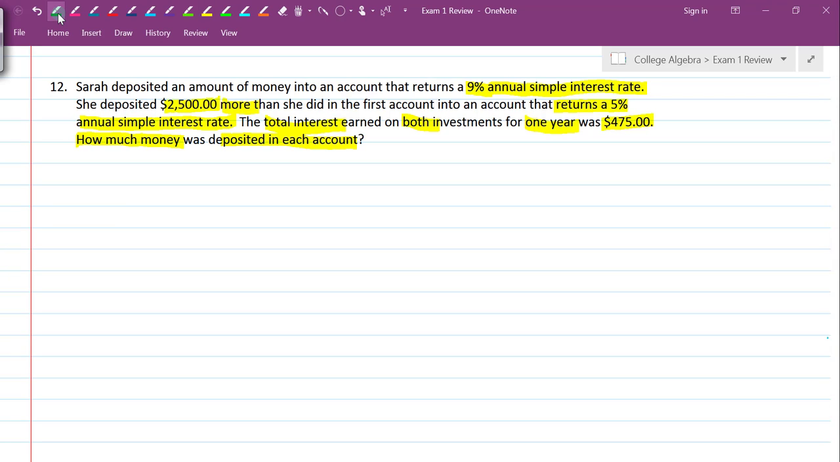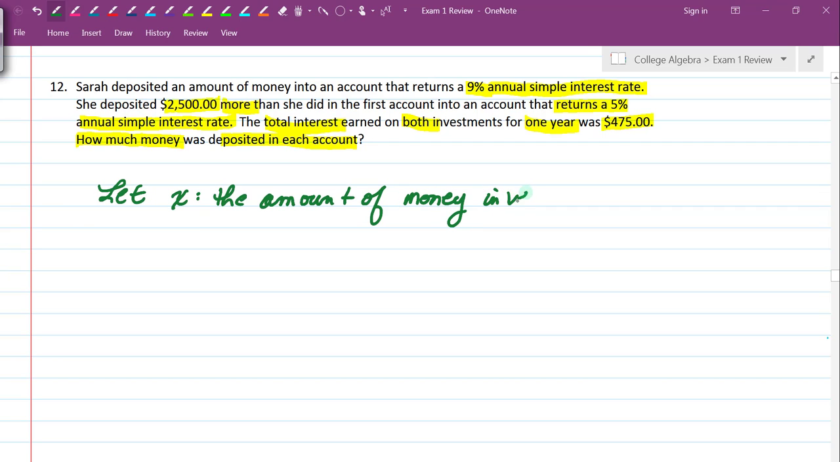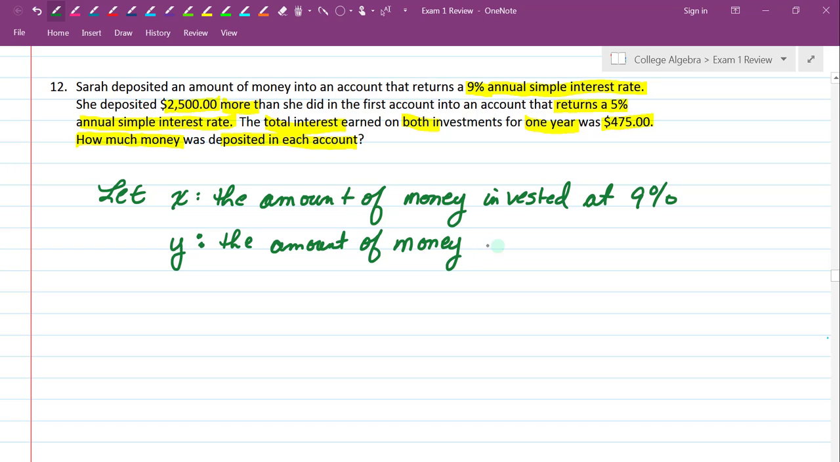So we're going to switch ink here, and we're going to have 2 variables. Let X denote the amount of money invested at 9% interest rate. Now we're going to have Y. Y is going to denote the amount of money invested at 5% interest rate. So we have X amount that was invested at 9%, and we have Y amount that was invested at 5%.